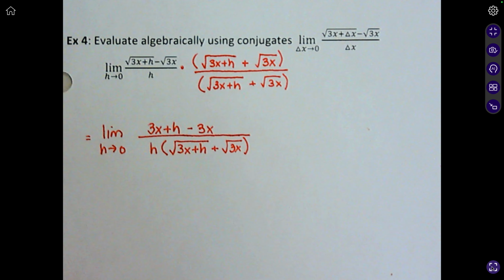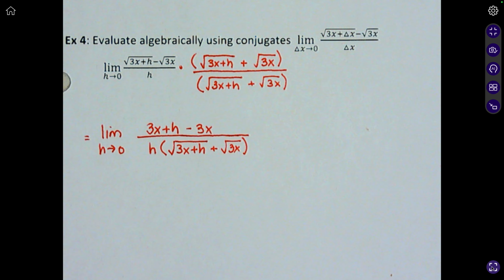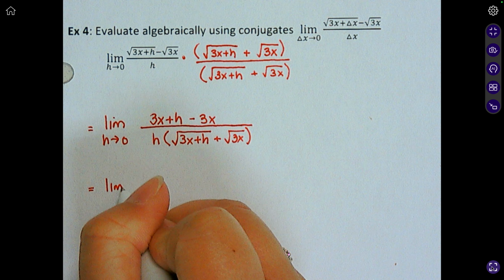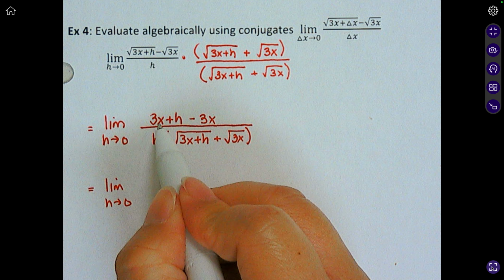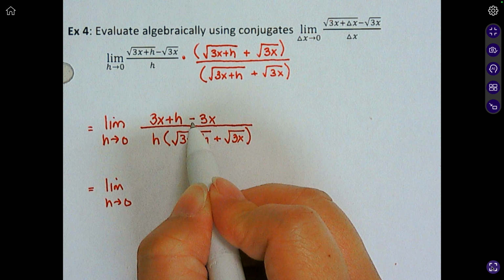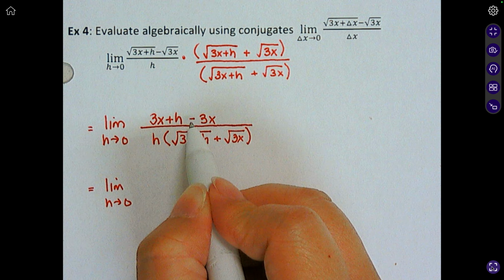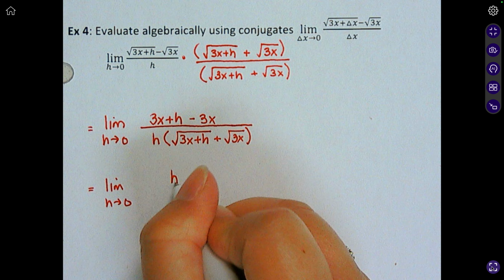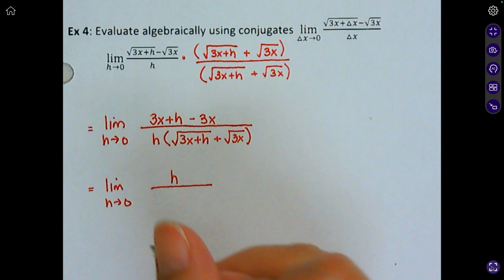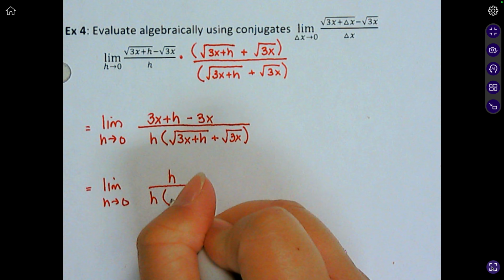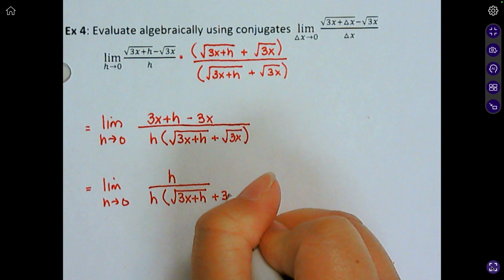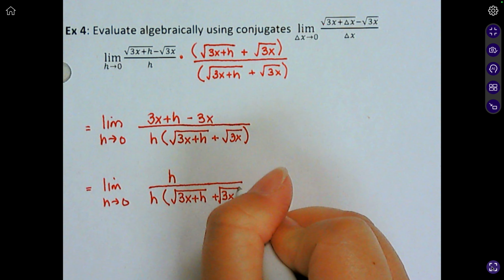Okay. Now that I have that, I'm going to clean this up. 3x minus 3x, that's a 0. You guys see that? So on the numerator, I only have h left. Is that all right? On the bottom, my denominator, I have h, and then the square root of 3x plus h plus the square root of 3x, right there.